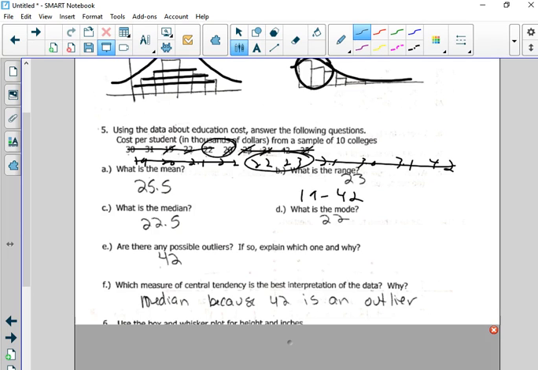The mode, which number occurs more than anything else, that would be 22. There's two 22s and then one of everything else. Okay, are there any possible outliers? I mean, 42, you could say, because you got your 19s and the 20s and lower 30s, so I'd say 42 is an outlier, because it's kind of further away than everything else. Which would you use? You use the median. Again, when you have outliers, you use median. If there's no outliers, we use the mean. But if there's an outlier, we use the median.